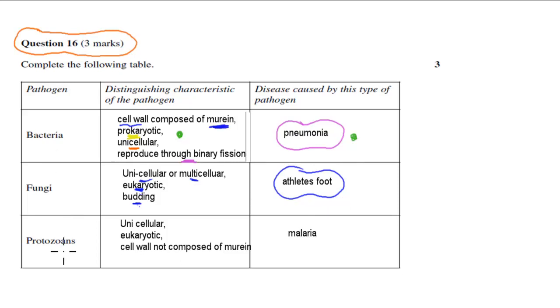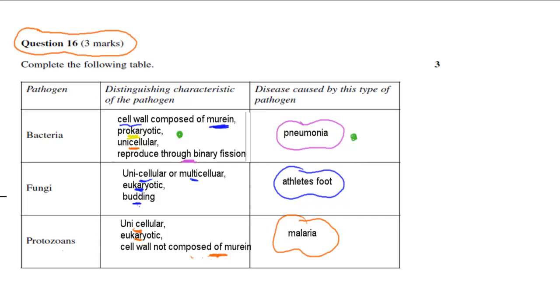Then the next one is protozoans. They are unicellular. They are eukaryotic. And they have a cell wall that is not composed of murein. So they have a cell wall, but they're different to the one from bacteria because they have no murein, which means it's different to bacteria because the bacteria one has murein. So again, we talk about distinguishing features. We have to see how they're a bit different. And the disease caused by it is malaria. That's obviously the easiest one to remember.